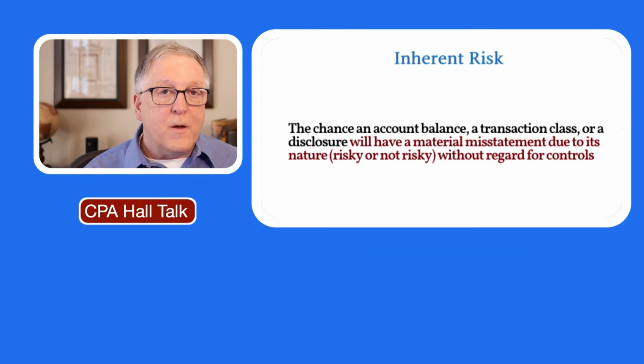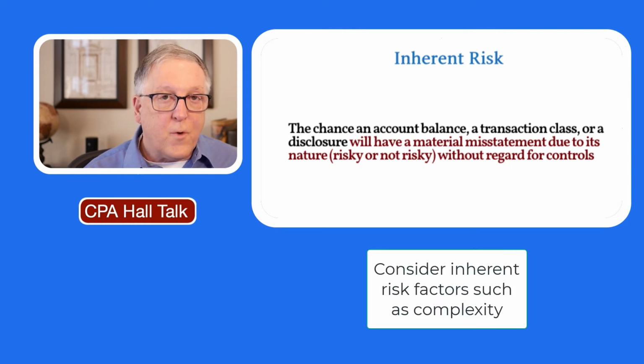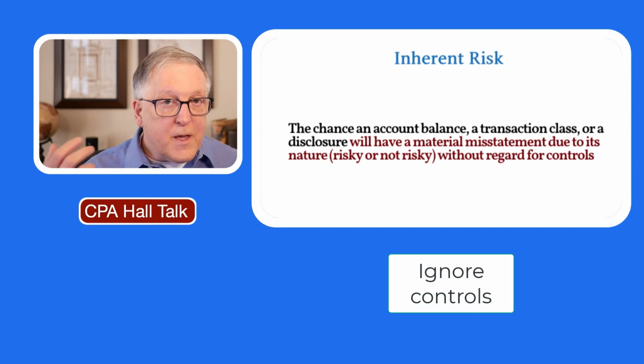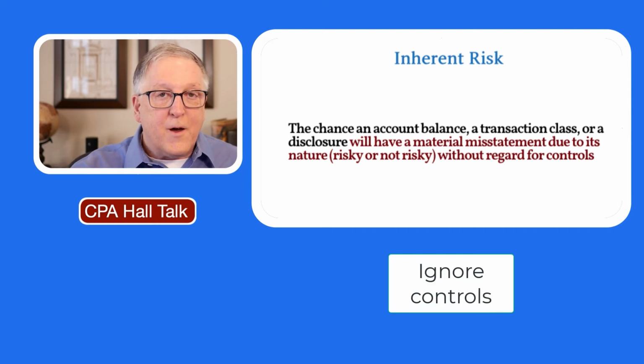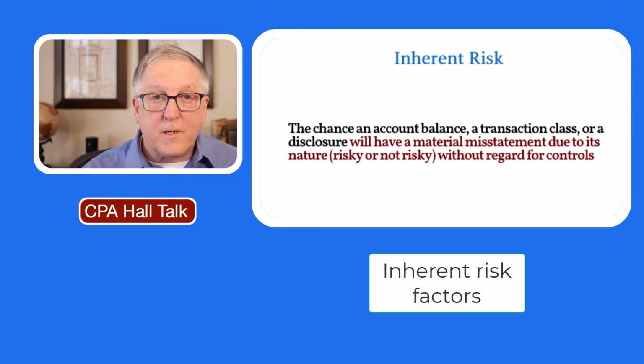For example, when you look at the valuation assertion for allowance for uncollectible receivables, if it's a complex estimate, then there's a higher inherent risk because of the complexity. But you're not thinking about, does the client have a review process for the allowance for uncollectibles? You're ignoring the controls and you're focusing on the inherent risk factors, such as complexity, subjectivity, change, and susceptibility to fraud.